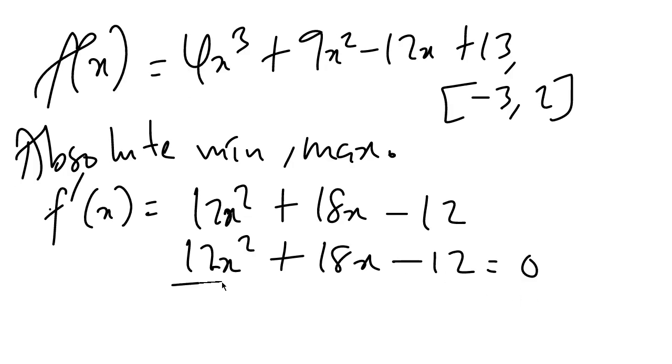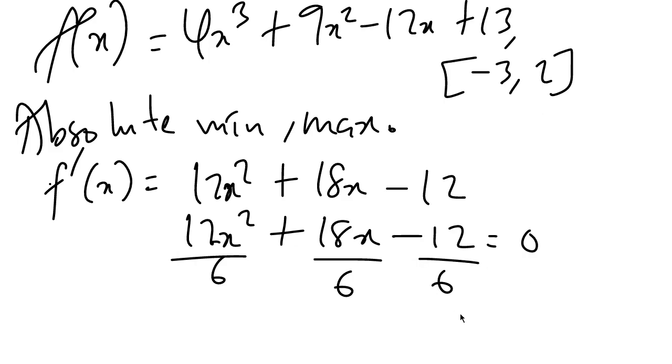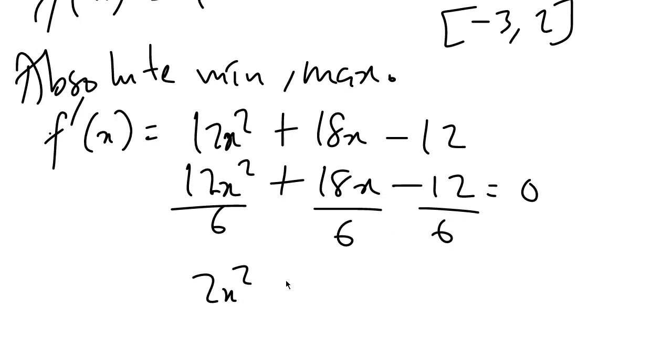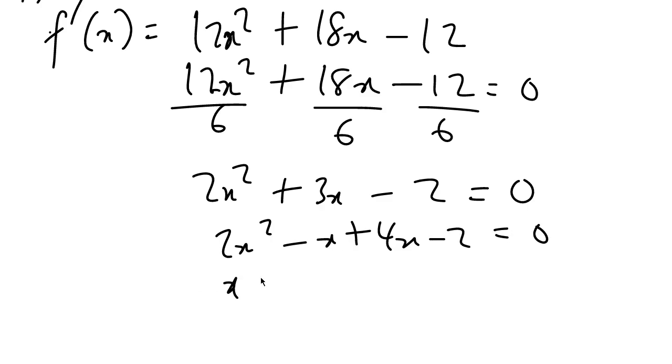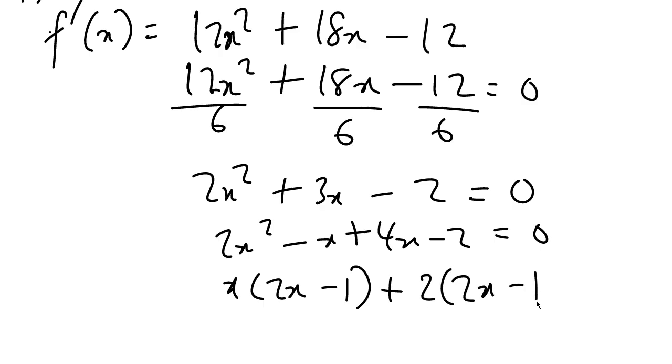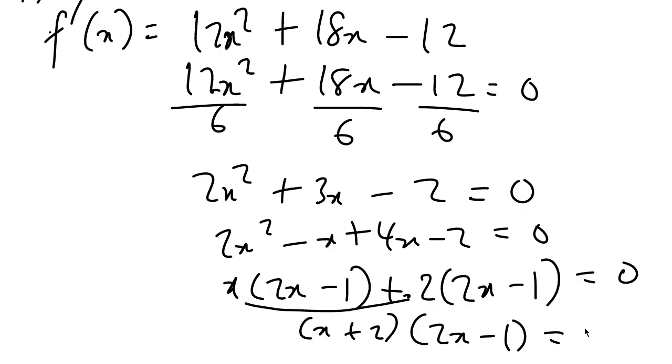And then dividing through by 6, what's that going to be? That's actually 2x squared plus 3x minus 2 equal to 0. Looking for two numbers so that when you add you get 3, and when you multiply you get minus 4. That's minus 1 and plus 4. That's minus x plus 4x minus 2 is equal to 0. That's x into 2x minus 1 plus 2 into 2x minus 1, because 4x divided by 2 is 2x, and minus 2 divided by 2 is what? Minus 1, equals 0. Then bring this together, that will be x plus 2 into 2x minus 1 is equal to 0.